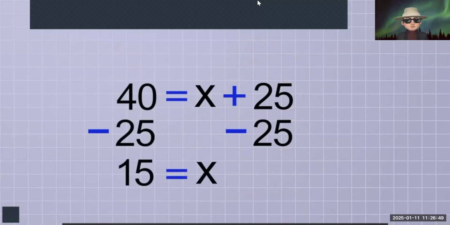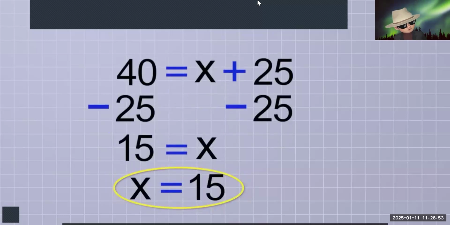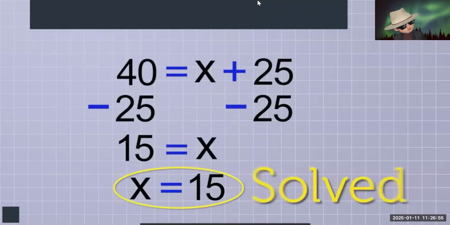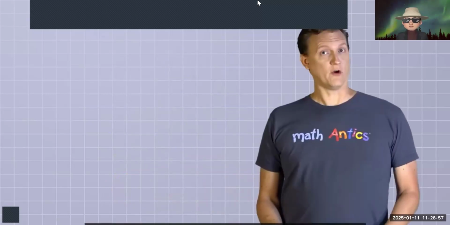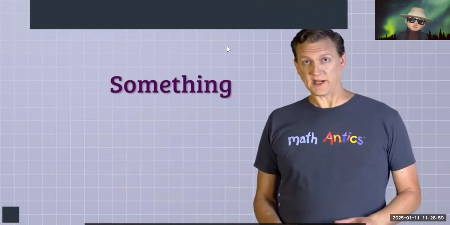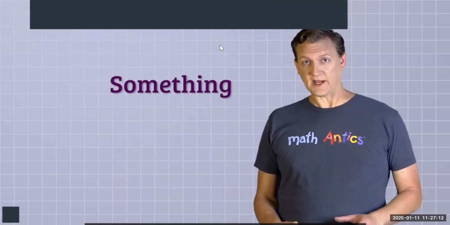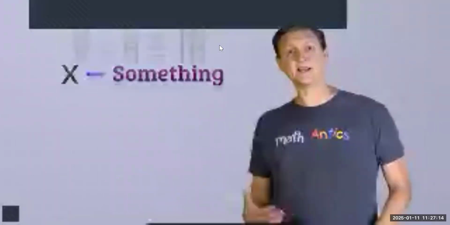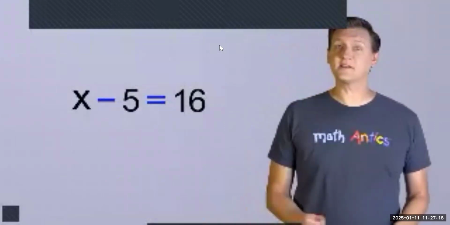So the equation has become 15 equals x, which is the same as x equals 15. Again, we've solved the equation. So whenever something is being added to an unknown, we can undo that and get the unknown all by itself by subtracting that same something from both sides of the equation. But what about when something is being subtracted from an unknown?